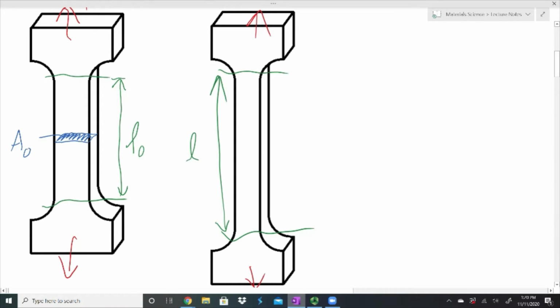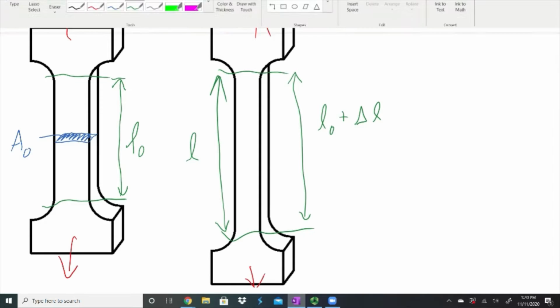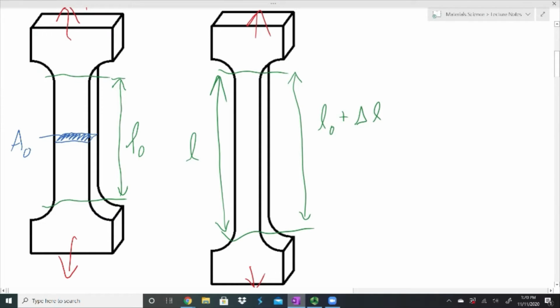So this is just any specific L throughout our test. And what we could say is this is going to be L naught plus some change in L. We have our original length plus whatever length we'd added onto it throughout our test. The other thing that happens, though, is our area gets smaller. This is no longer our original area.